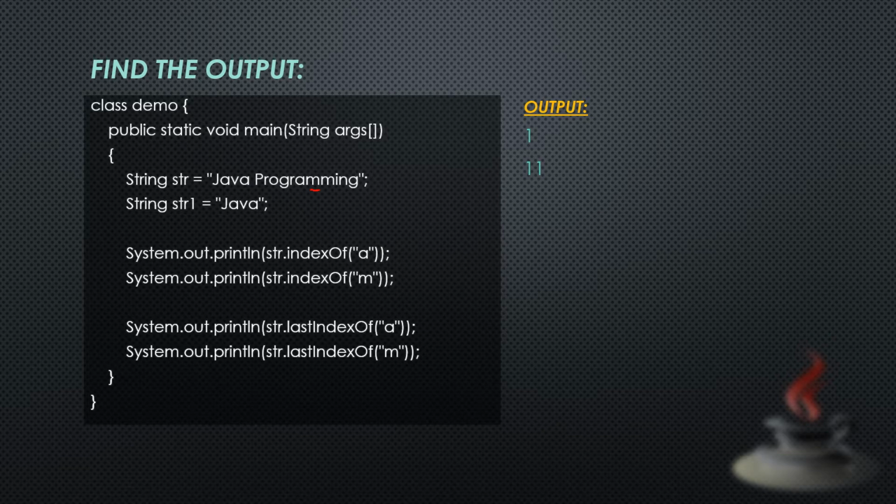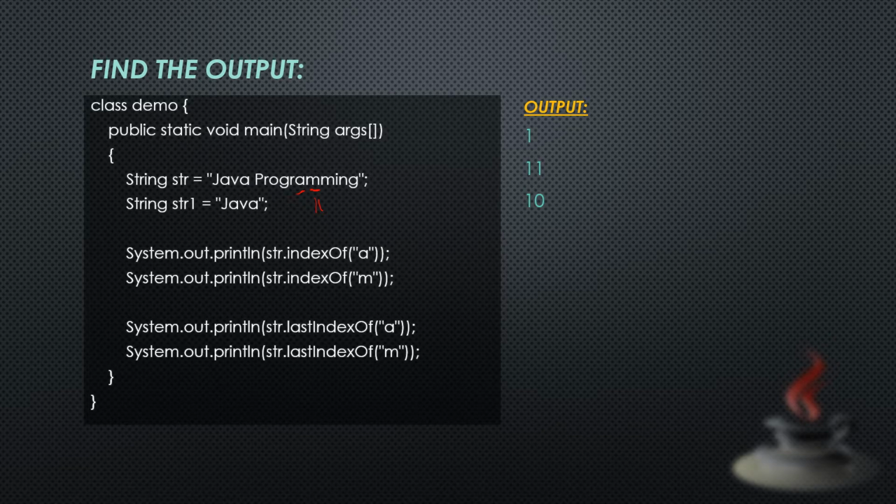Similarly, str.lastIndexOf('a'): the lastIndexOf function returns the last occurrence of a, whatever the index value is. In both cases, the indexOf and lastIndexOf methods, the return type is integer. So what is the last occurrence of a? That is 10. If you see the previous one, m is 11, so obviously the last occurrence of a is before the m, so it is 10.